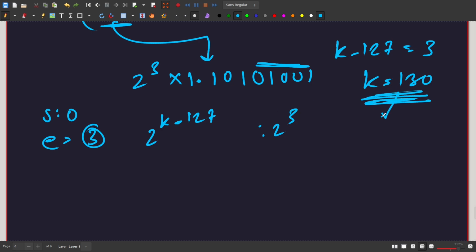Now I can already also split it up and say that 130 is basically 128 plus 2, but we'll come back to that later.